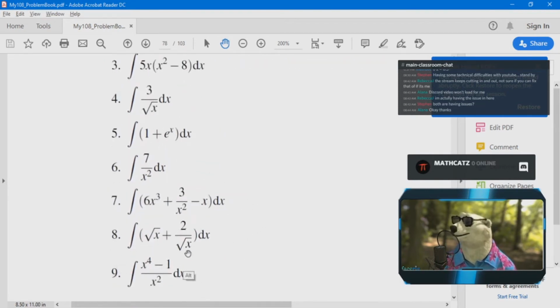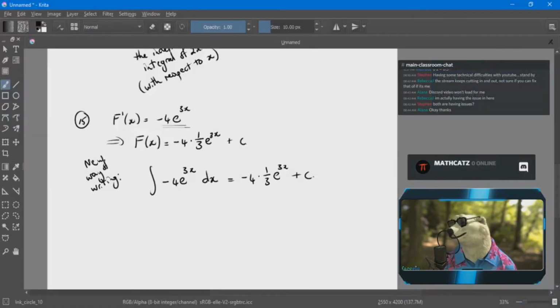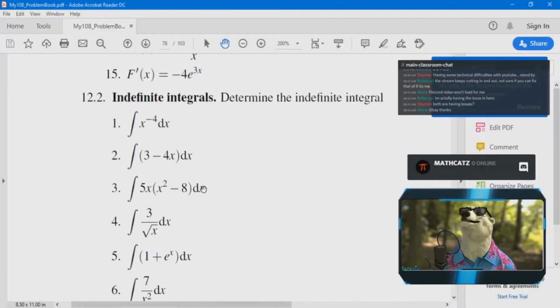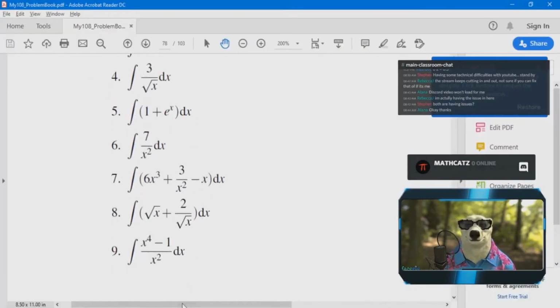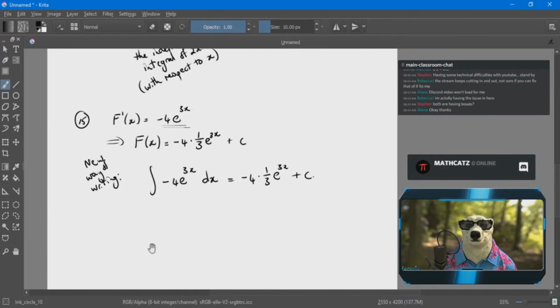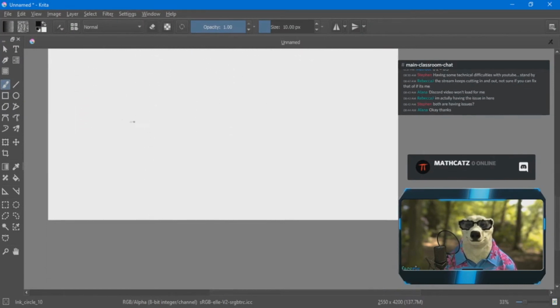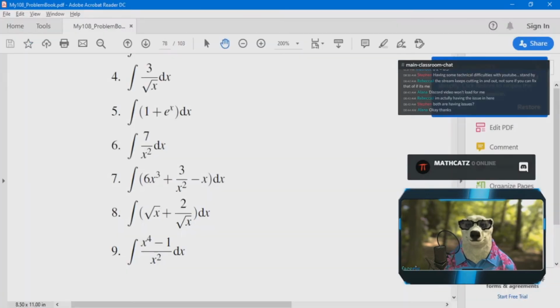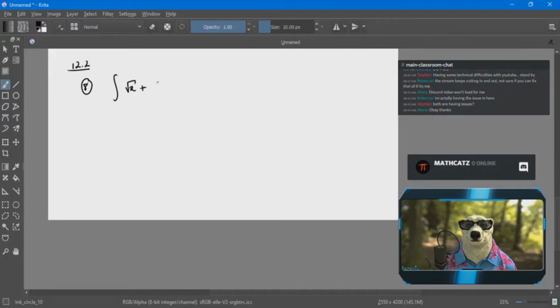Let's do number 8, for example. Square root of x plus 2 over root x. So, sorry, hold on. 12.2, number 8. I'm looking for the indefinite integral of the square root of x plus, I can't remember, 2 over root x with respect to x.